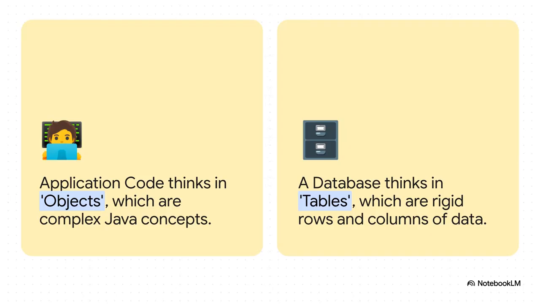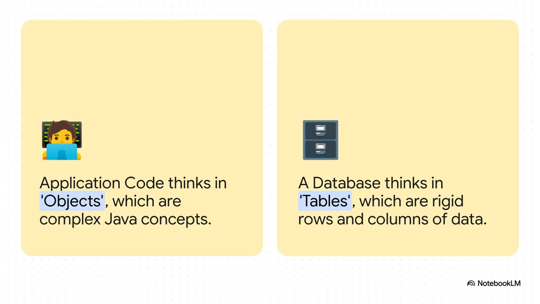Let's break that down. On one hand, you've got your application code, maybe in a language like Java. It thinks in terms of objects, these flexible, connected ideas, like a user object that holds a name, an email, and maybe a whole list of past orders.